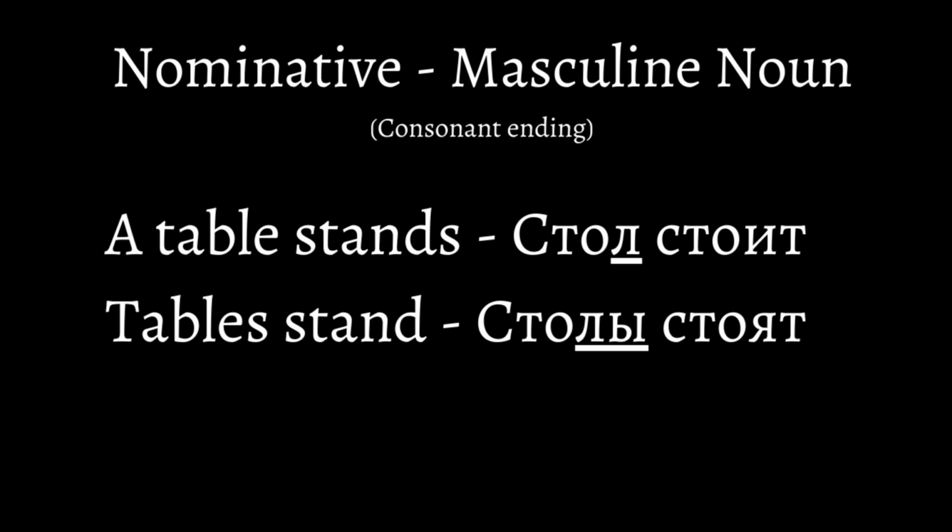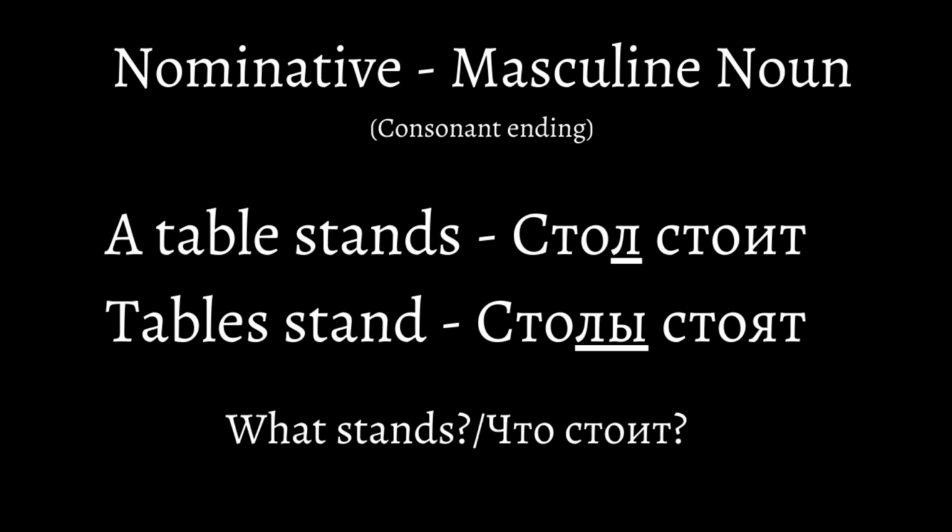In Russian, the phrases are "стол стоит" and "столы стоят." Now, in this case, the verb changes under the plurality of the noun, but don't concentrate on that. Стол is a masculine word ending in a consonant, and when it's plural, we add ы at the end. We know it's nominative because by asking "что стоит?" we have an answer: стол стоит, or столы стоят.